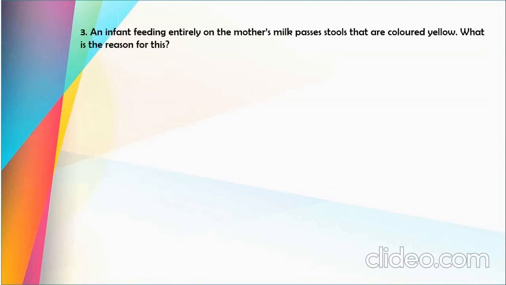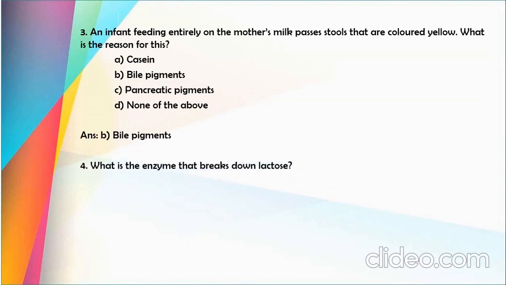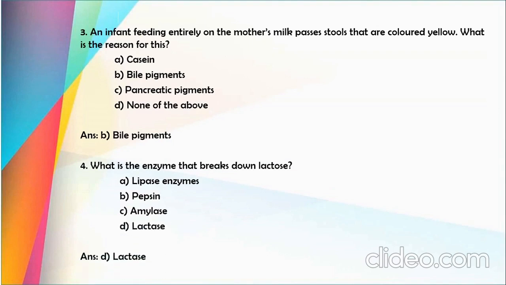Next one: an infant feeding exclusively on the mother's milk passes stool that is colored yellow. What is the reason for this? Option A casein, option B bile pigments, option C pancreatic pigments, option D none of the above. And the answer is B, which is bile pigments. Fourth question: what is the enzyme that breaks down lactose? A is lipase enzyme, B is pepsin, C is amylase, and D is lactase. And the answer is D, which is lactase.